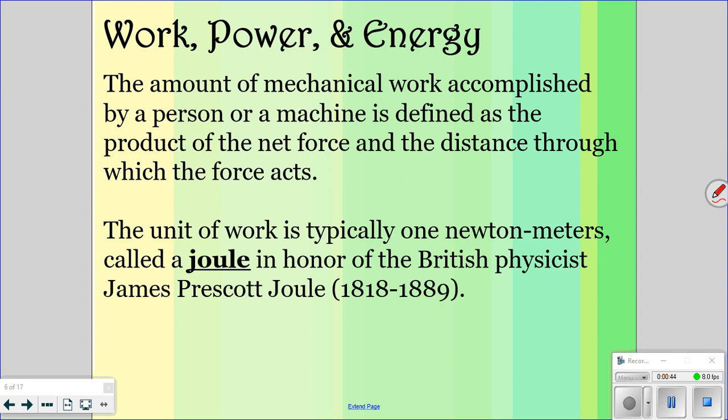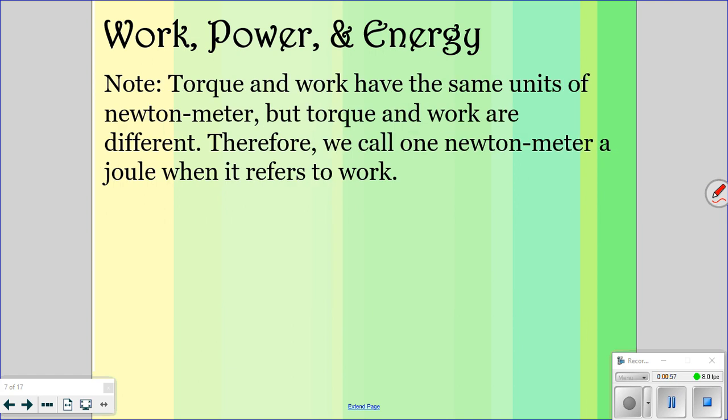The unit of work is typically 1 Newton meter, called a joule, and it's in honor of the British physicist James Prescott Joule. He was born in 1818 and died in 1889. Torque and work have the same units. They're both Newton meter, but torque and work are different. So 1 Newton meter is a joule only when it refers to work. When it's dealing with torque, you keep it as Newton meter.